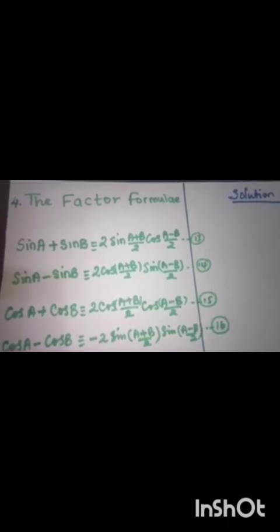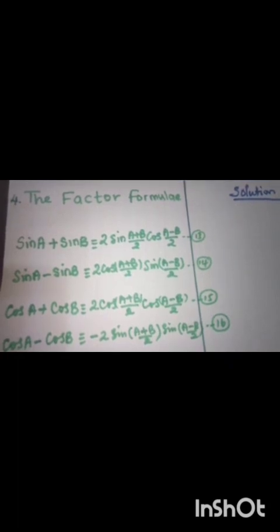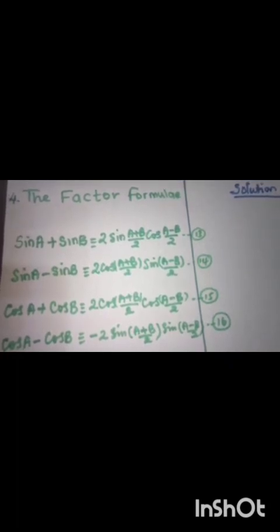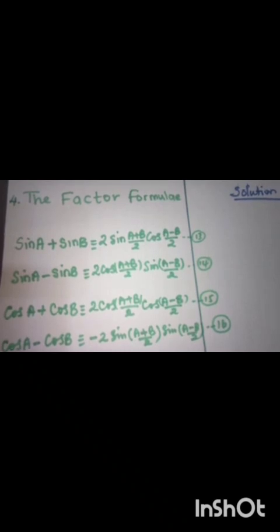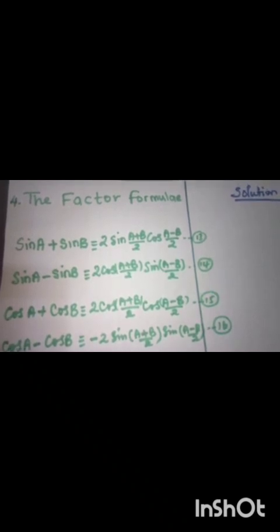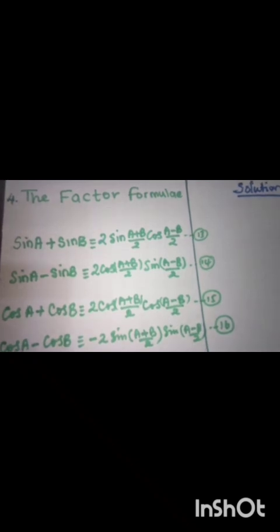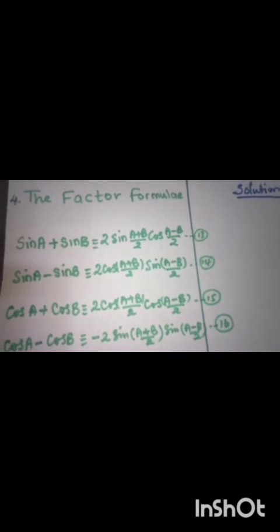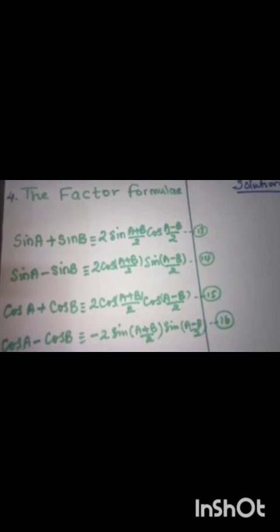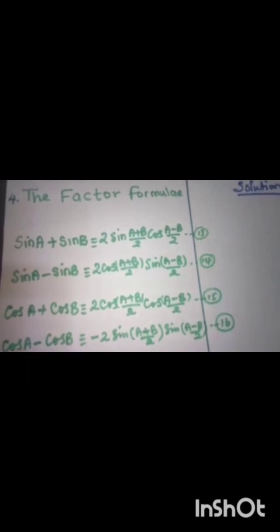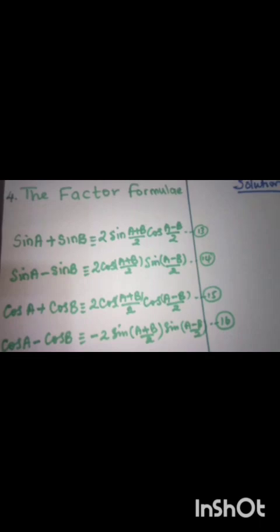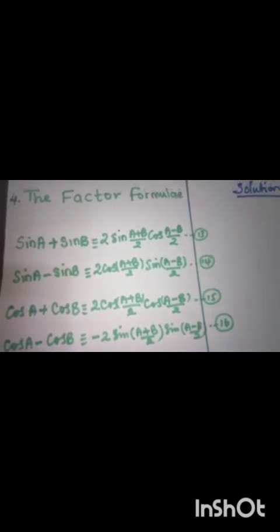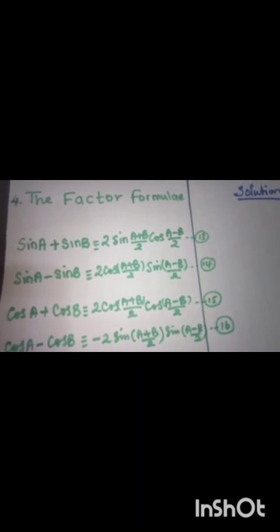Factor formulae. The factor formulae come in the form of the sum of two sines, the difference of two sines, the sum of two cosines, and the difference of two cosines. We have already seen double angle, we've seen Pythagorean, we've seen compound. So don't confuse this with compound. Sine A plus sine B is different from sine bracket A plus B.